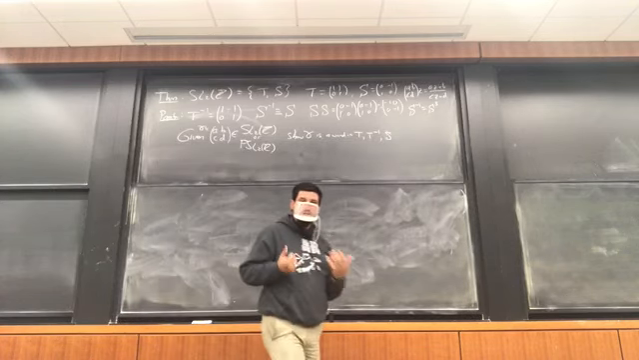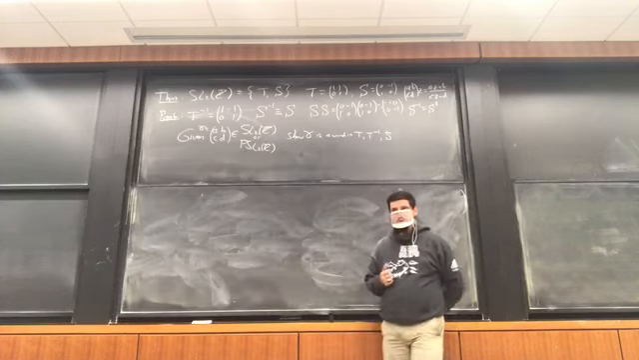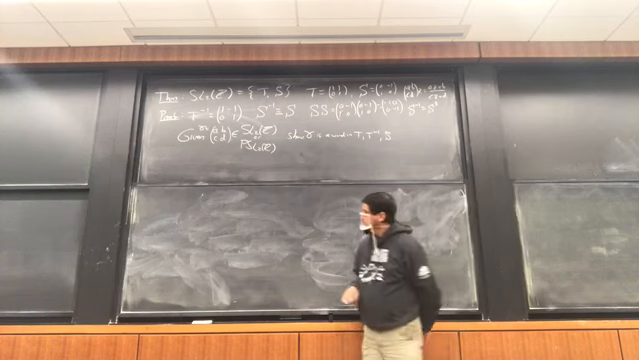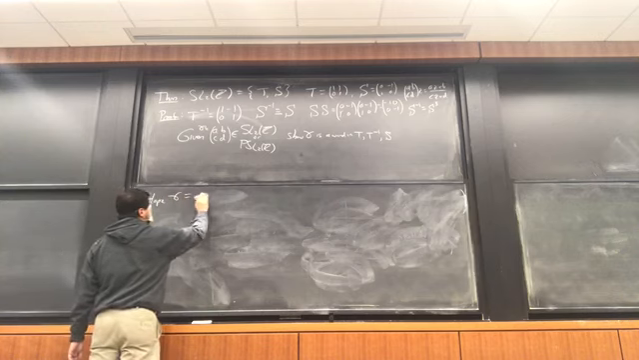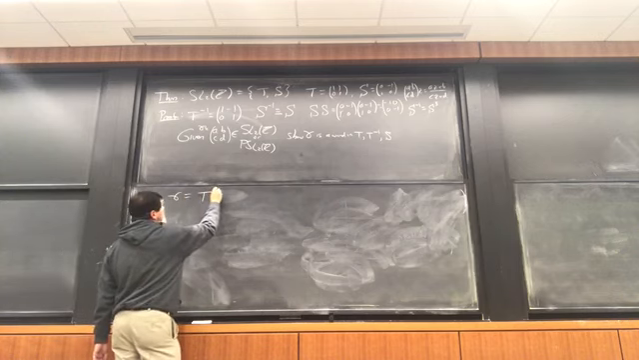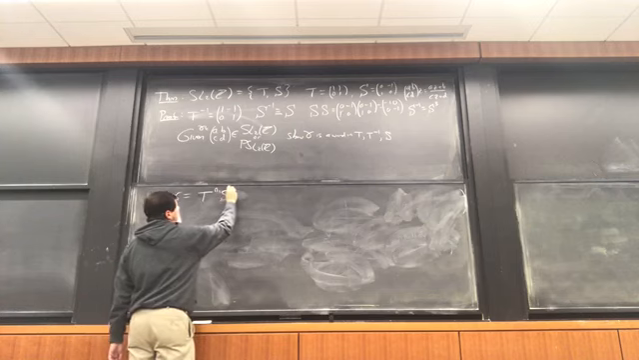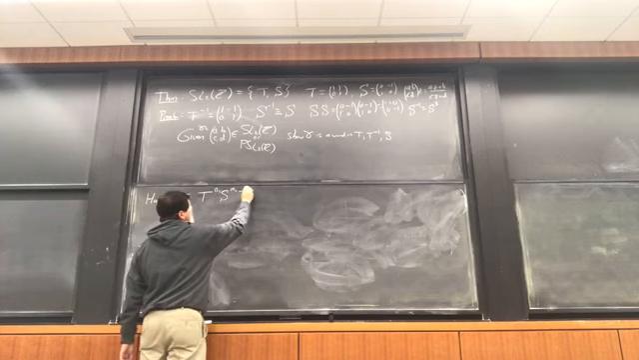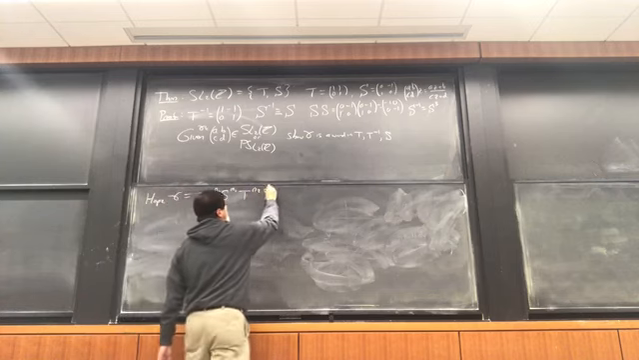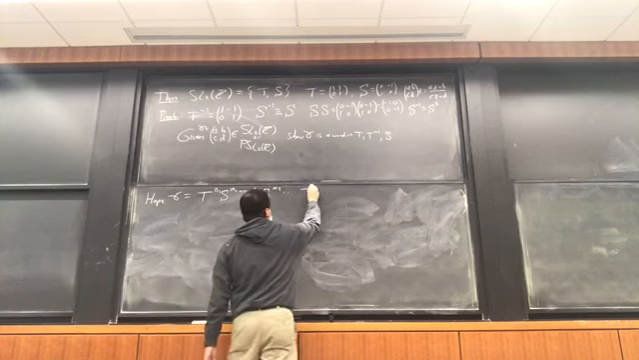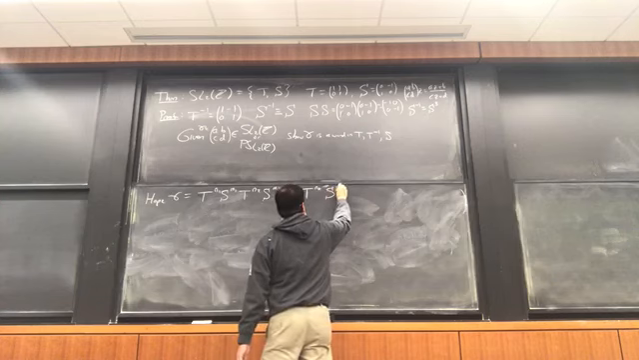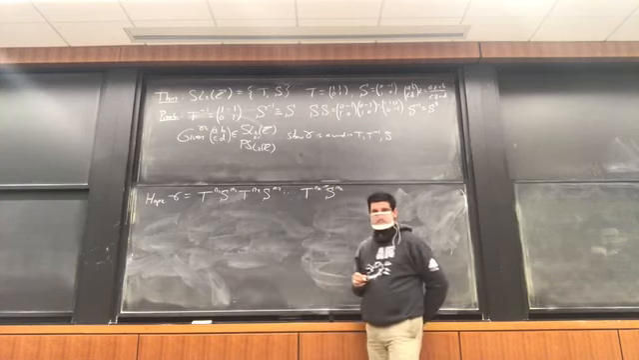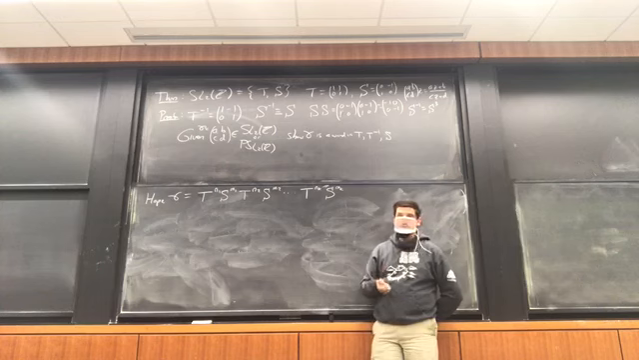So what are your thoughts? What's our game plan? So we hope gamma is equal to, say, T to the N1, S to the M1, T to the N2, S to the M2, dot dot dot, T to the NK, S to the MK. So we hope that there is some kind of expression like this, and we need to find it.